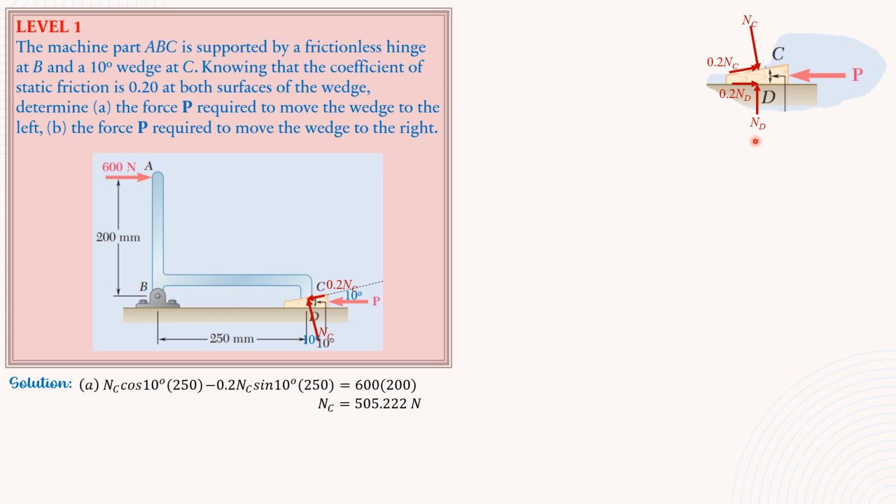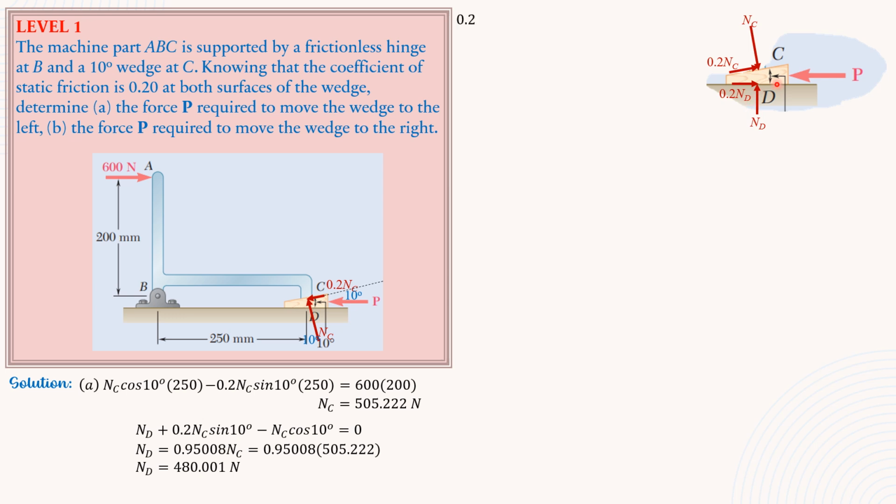So first, summation forces normal equals 0. Remember that N sub C makes 10 degrees with the vertical, 0.2 N sub C 10 degrees with the horizontal. So N sub D plus 0.2 N sub C sine of 10 degrees minus N sub C cosine of 10 degrees equals 0. So N sub D is equal to 0.95008 N sub C, and N sub C is 505.222. So 0.95008 times 505.222, N sub D equals 480.001 newtons.